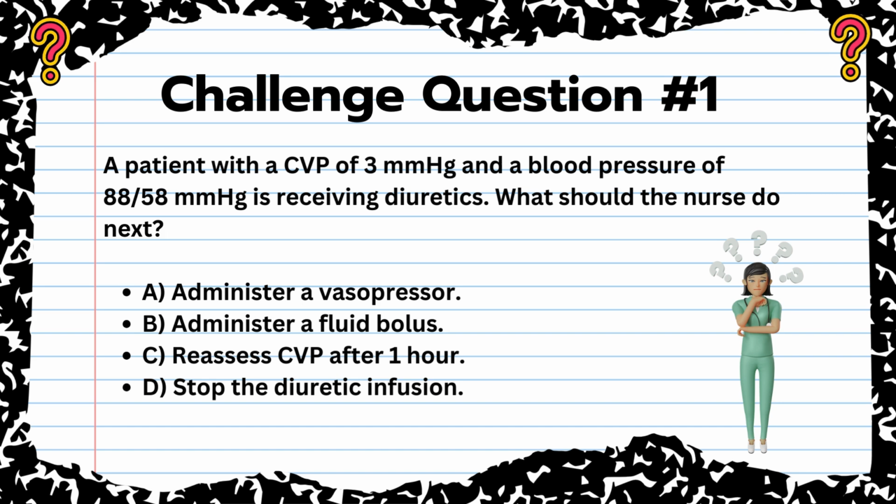So the first question is, a patient with a CVP of 3 millimeters of mercury and a blood pressure of 88/58 is receiving diuretics. What should the nurse do next? Or you could say, what should they do first? Okay, so administer a vasopressor, administer a fluid bolus, reassess CVP after 1 hour, or stop the diuretic infusion. So pause this, think about it, don't cheat, but think about how you would answer this question if it was just posed in front of you right now with the knowledge that you know, and let's see if you get it right.